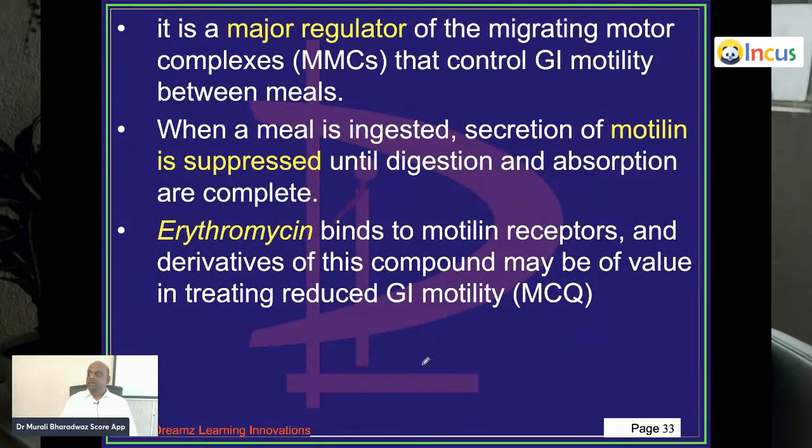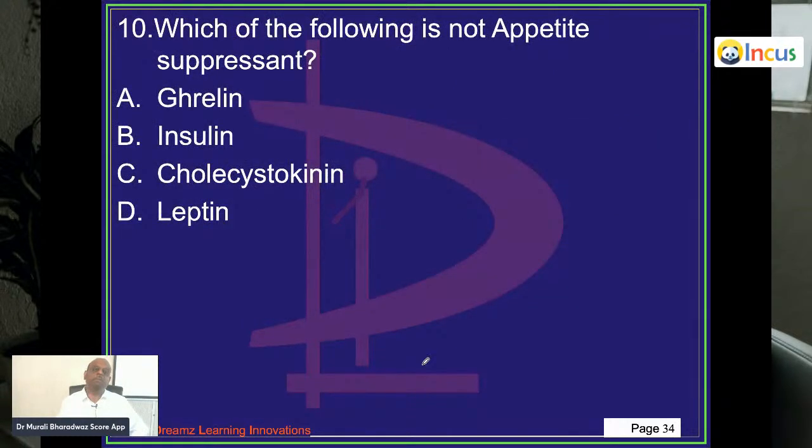Okay? Now, doctor, erythromycin: if you take it, typically you will get reduced GI motility. The main reason is that erythromycin binds with the motilin receptor and prevents the migrating motor complexes from forming in the gut. That is what you need to remember.